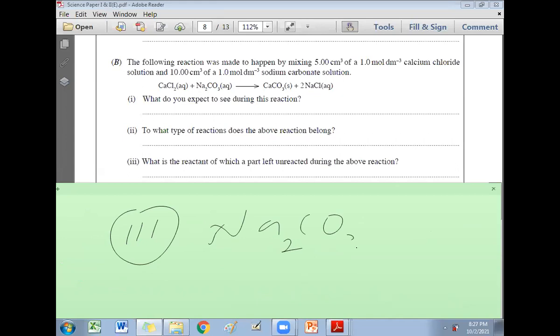That is the one. But in the question, underline, left unreacted. But you should know how come this answer. Right? How come this answer? Right. Let me move to the next part.